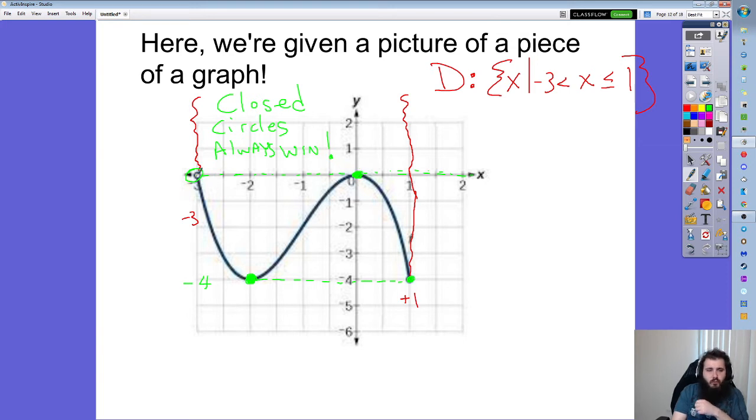So in this case, we don't care about that anymore. We're going to yeet that. We only care about this one here because closed circles always win. So our range, even though there's an open circle in there, it's covered. So our lowest y value is -4. Our highest y value is 0. And they're both included, all right?